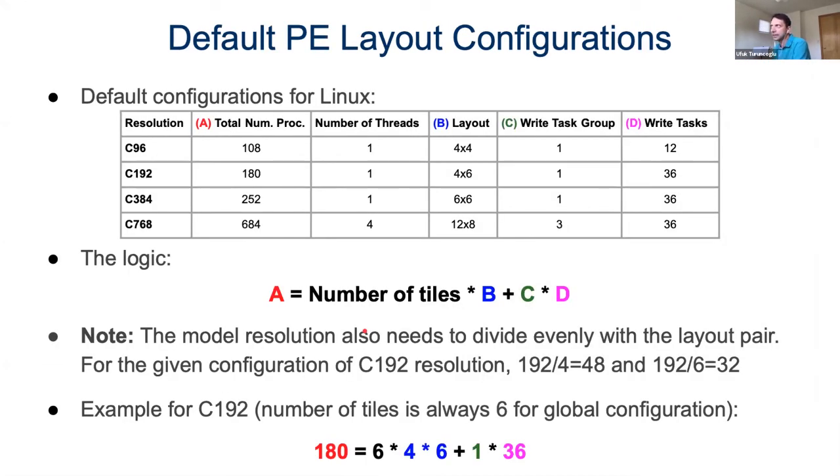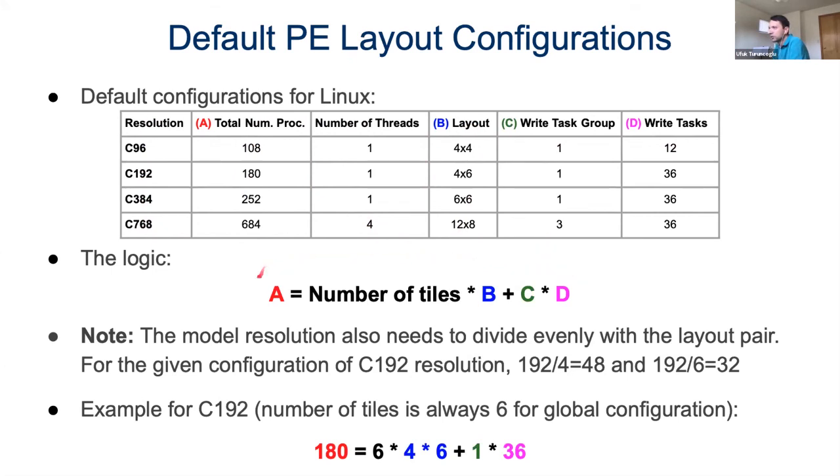So let's look at the default PE layout configuration. For example, for C96, these are the configurations. This is the total number of processors. This is the layout defined in the input.nml. This is the number of write task groups, and this is the number of tasks dedicated to writing the files to disk. So in this case, you have 12 cores dedicated just for I/O. But if you increase the resolution, those numbers change, and for example, the number of threads is activated at higher resolution, and the layout changes. These are the defaults that ship with the SIM.